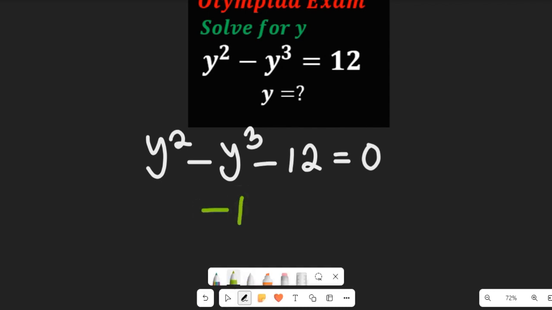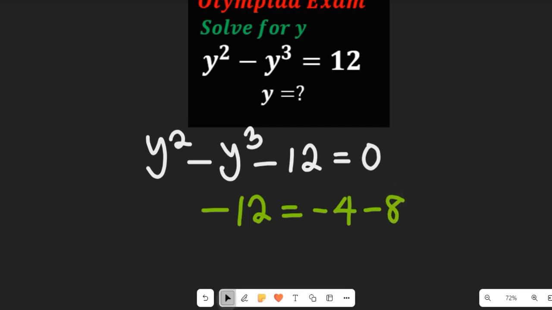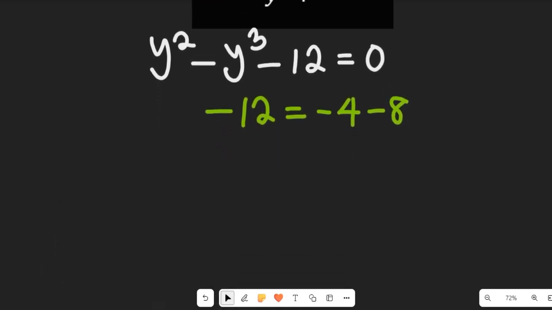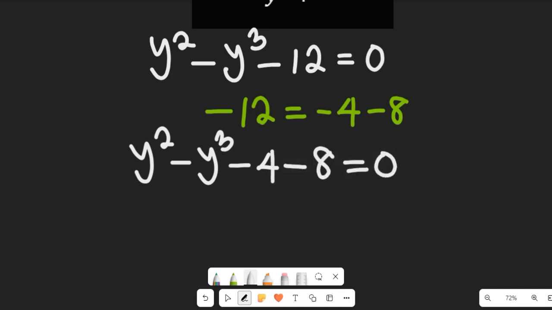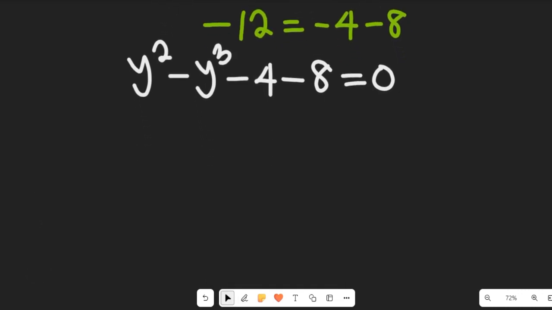From here, you see that negative 12 can be equal to negative 4 minus 8, right? Good. So if we can replace that for 12, that will make sense. Now let's replace that for 12. We'll have y to the power of 2 minus y to the power of 3. So instead of negative 12, we're going to have negative 4 minus 8, and this will be equal to 0. Great. Now what do we have here?